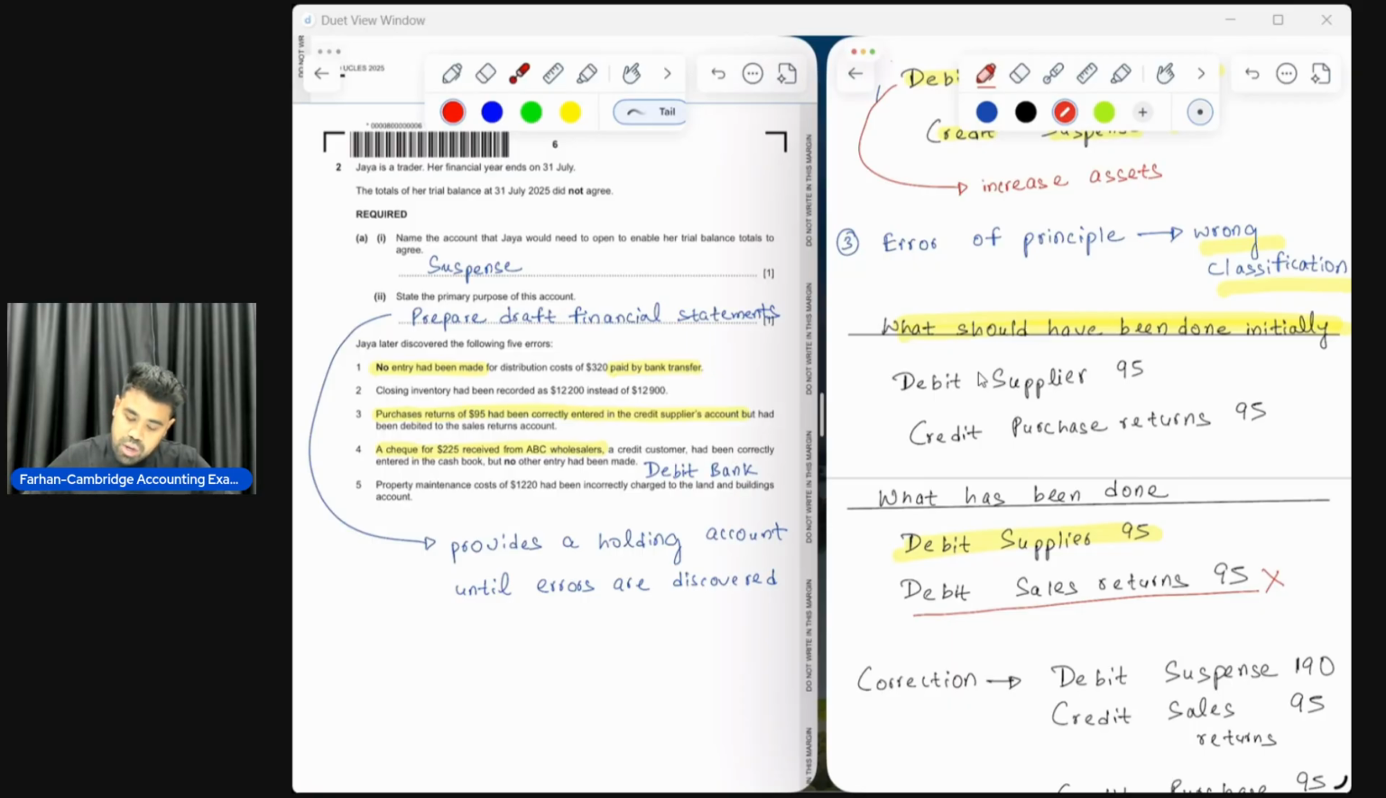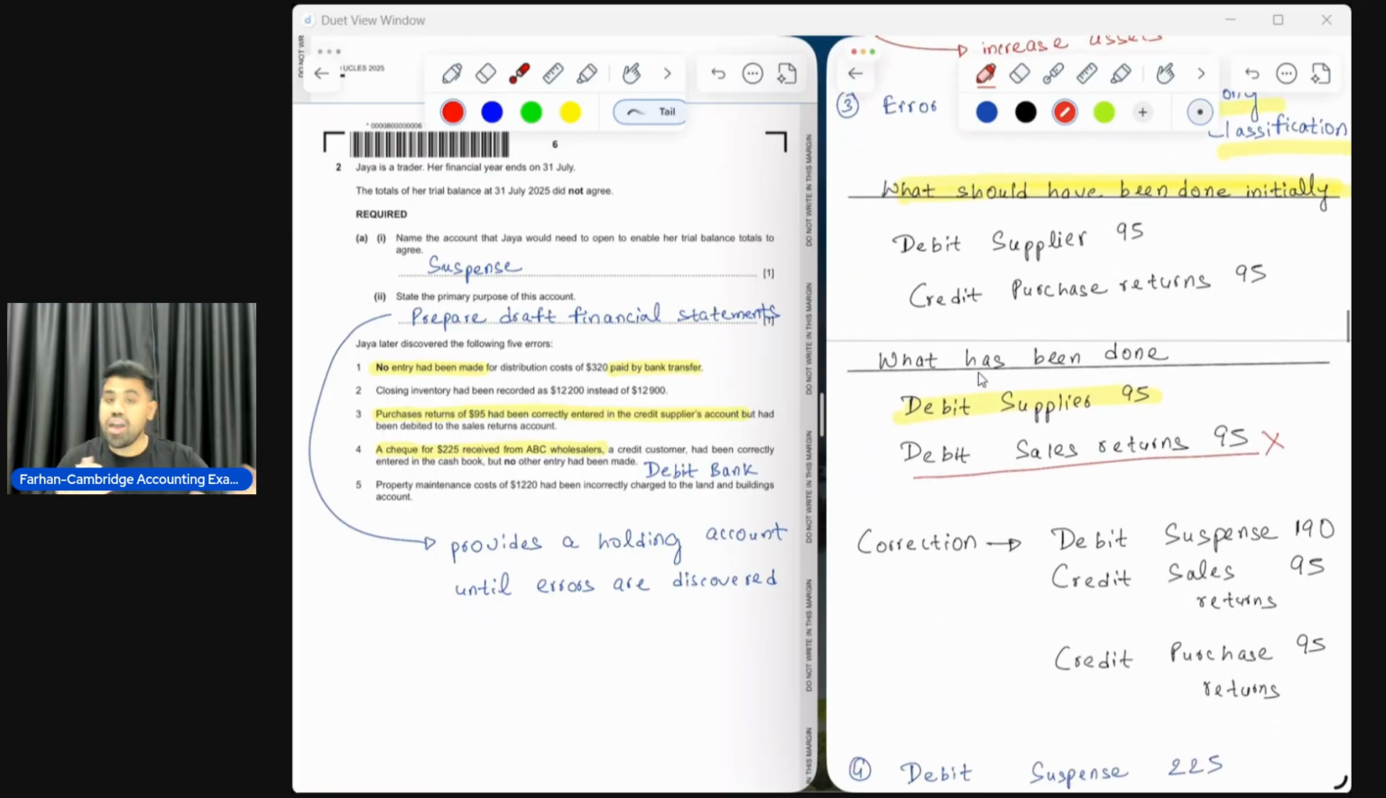So how do we correct this? First of all, we clearly understand that there is no sales returns at all. Therefore, the error of principle has taken place, right? So what do we do? We remove the sales returns completely. So if the sales returns account was debited originally by 95 and we want to now remove it, the way we can remove it is to credit the sales returns account by 95, which will offset the previously recorded debit balance of 95. Isn't that so?